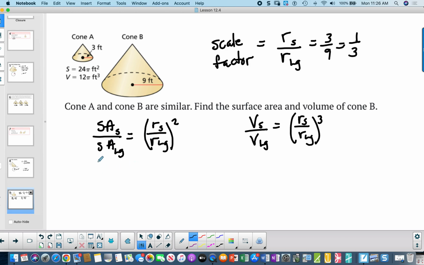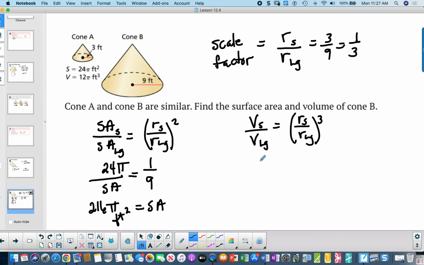So I have it all set up. We do have the small area, and we're looking for the large area. And we know that the scale factor is 1/3. So when we square it, we'll get this. And when we cross multiply, we're going to get this. And when we multiply 24 times 9, that'll be 216 pi, and this is going to be feet squared because that is area.